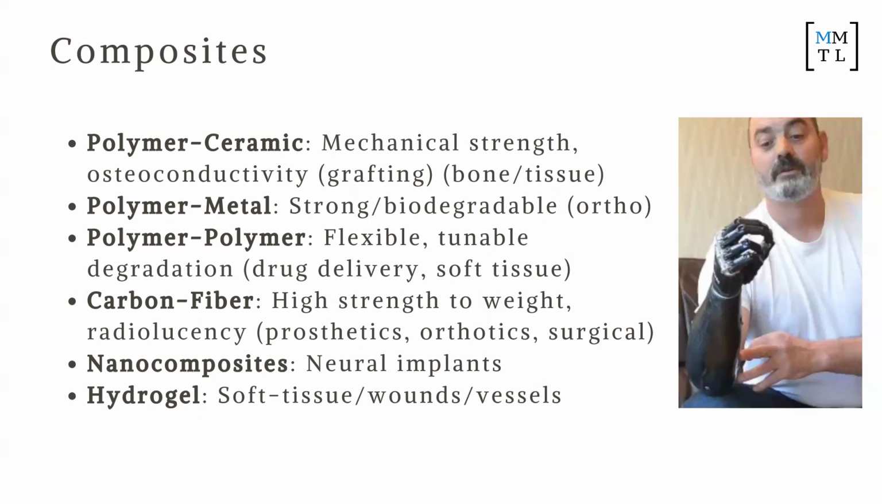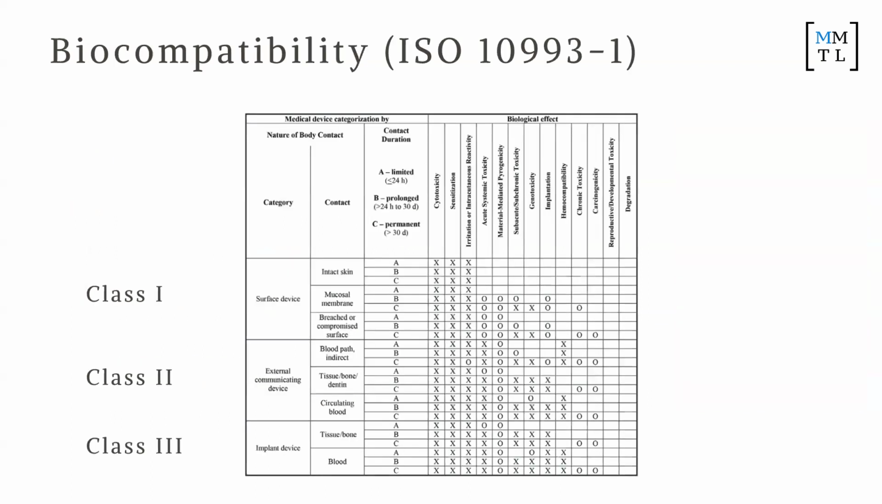Nanocomposites, these are very popular for neuro implants. Okay, so one of the challenges I mentioned about brain-computer interfaces is we're trying to create really thin and strong materials, less than a micron in diameter, because you prevent brain inflammation, right? And so whoever can design that is going to create the next big BCI company. And then hydrogel is the final one, which is very useful for soft tissue wounds and vessels. These are basically gels that are liquidy in nature, and so you can put it on soft tissue.